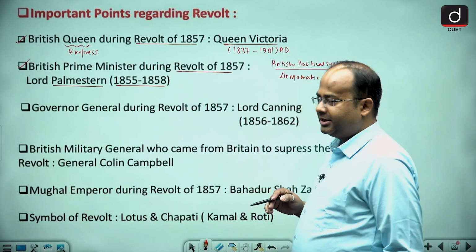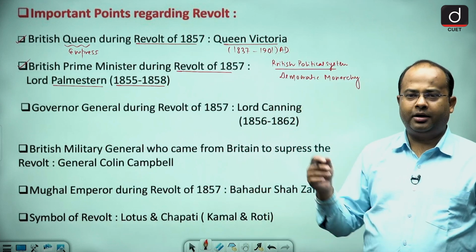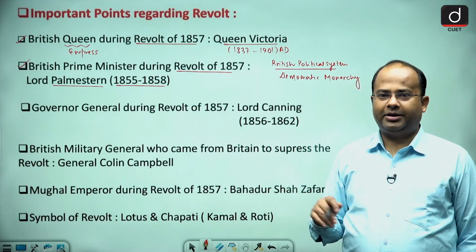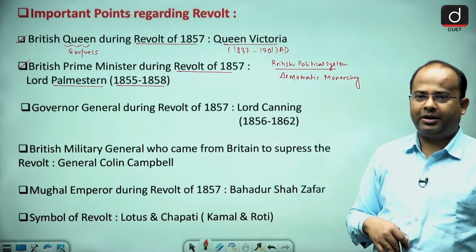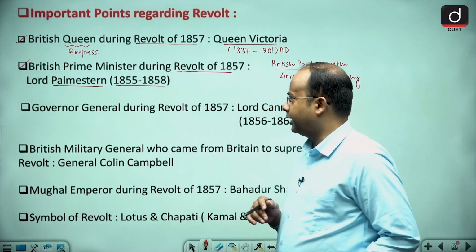Democratic monarchy means that the head of the state is nominated, whereas the government is elected by the people. So that is democratic monarchy.